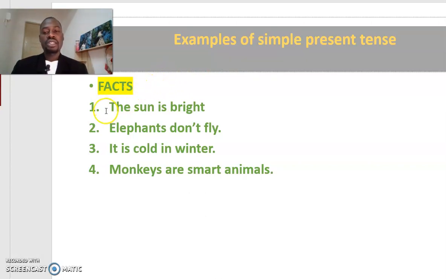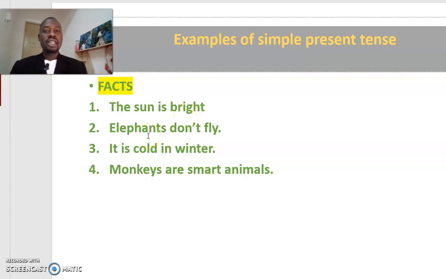The first example here: the sun is bright. This is a fact. The sun is bright, yes. Of course, everyone knows that the sun is bright, right? Maybe the sun is bright every day, maybe the sun will be bright tomorrow, or the sun is bright at the moment.